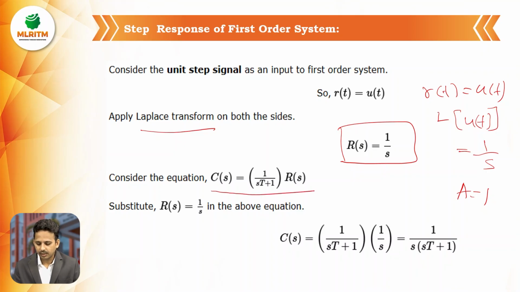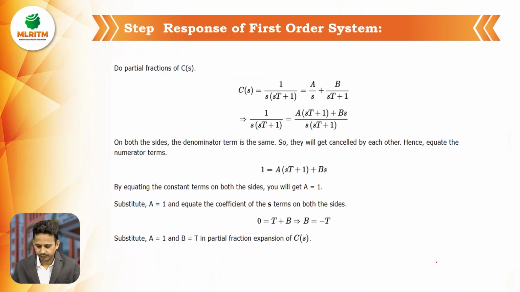Now this is the output equation. C of s is equal to 1 by (1 plus s tau) into R of s. Now I am substituting R of s here, so I will get A by s into (1 plus s tau). As I told you earlier, I am performing a partial fraction. I am separating this term as A by s plus B by (1 plus tau s). After rearranging, I will get the A value and B value, and the A value is 1 and the B value is tau.